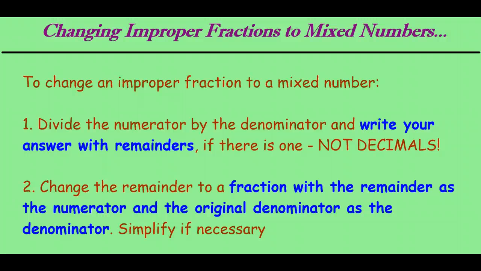And so that process that I'll ask you to pause the video here and write it down is to divide the numerator by the denominator, like it says in the order of operations. So for an improper fraction, you're going to have larger number divided by smaller number, and you're going to write the answer at first with remainders, if there is one. We are not going to use decimals. And finally, we're going to change that remainder to a fraction with the remainder as the numerator and the original denominator as the denominator, simplifying if necessary, because that remainder represents the number of, in the last case, fourths that we have left over. So go ahead, pause the video now if you haven't already, and write down this process for changing improper fractions to mixed numbers.